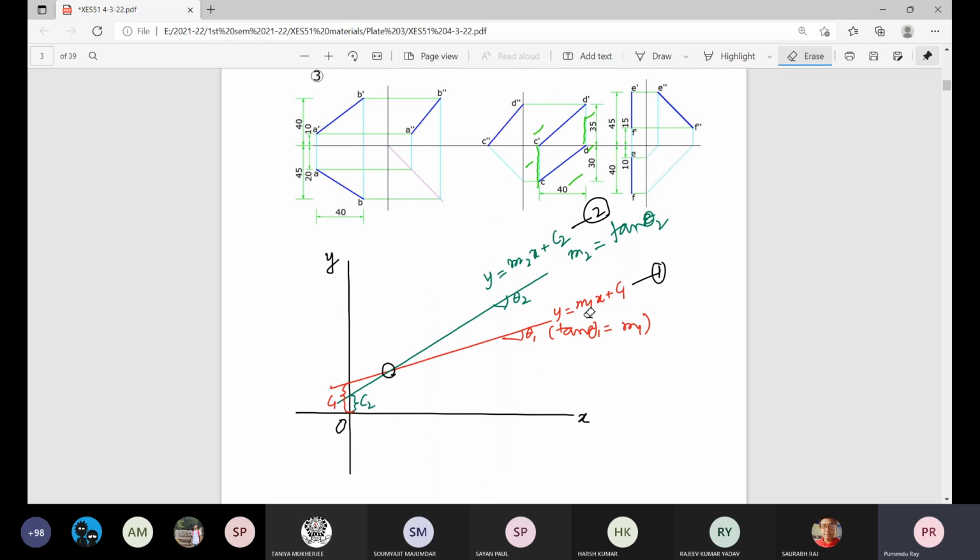Simply put this y value, m1x plus c1, in the first equation and in the second equation. That is, m1x plus c1 is equal to m2x plus c2. So c2 minus c1 is equal to m1 minus m2 multiplied by x. So x is c2 minus c1 divided by m1 minus m2. And that is a simple relation.